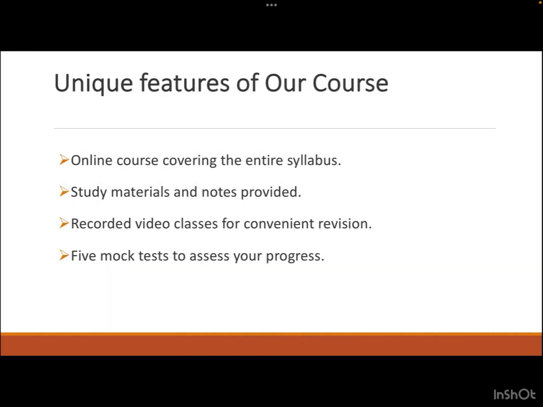So the unique features of the course which we are going to offer you: it is going to be online. You are going to study this in the comfort of your home. The study materials and notes will be provided by us in a very comprehensive manner. The recorded lectures will be available so that if you're not able to take the live classes, then you can have the recorded ones. There will be 5 mock tests to assess your progress and check at what stage you lie.